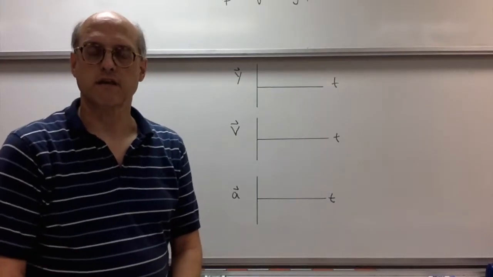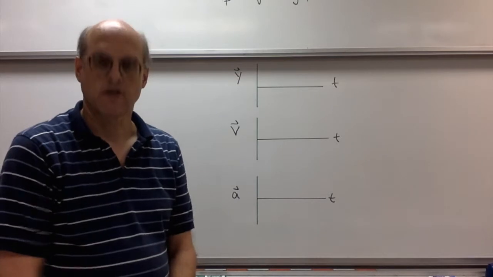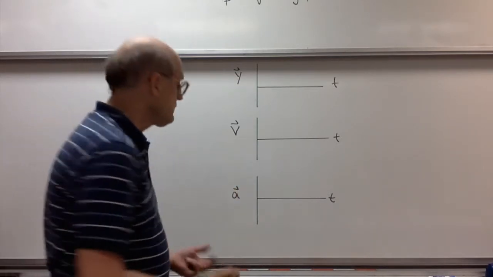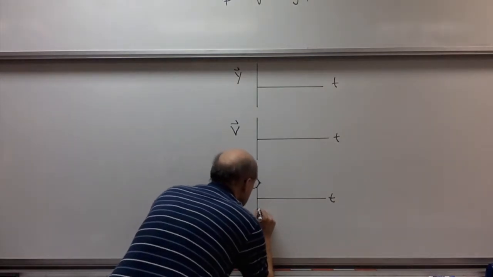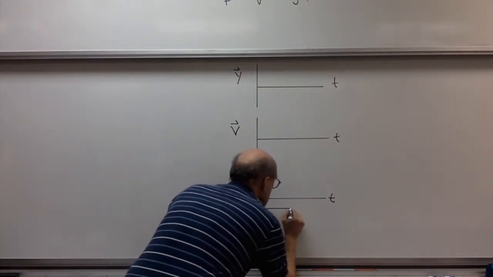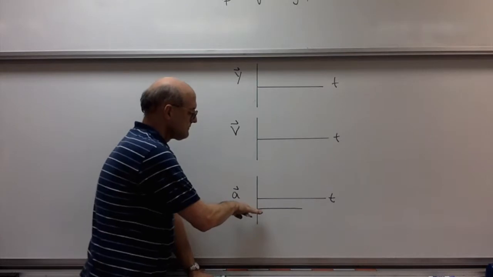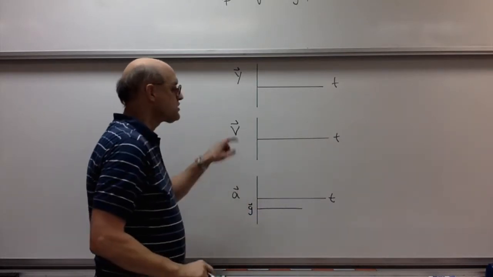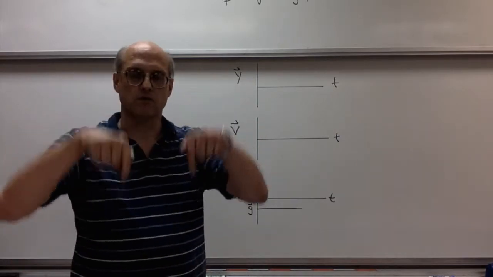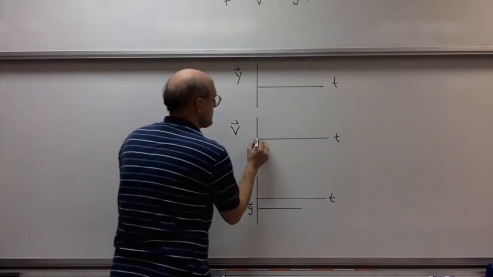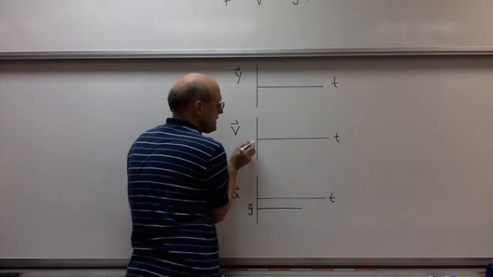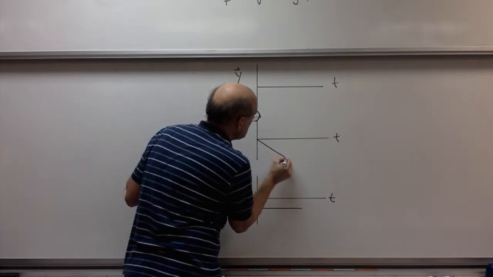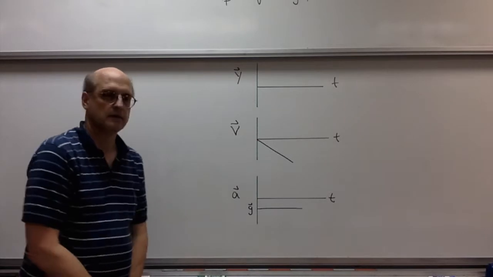I would now like to sketch the corresponding motion graphs. Well, the acceleration is down and it's negative, so I'm going to draw a straight line parallel to the t-axis. So this is g. On this graph, it starts from rest and it falls in the negative direction.